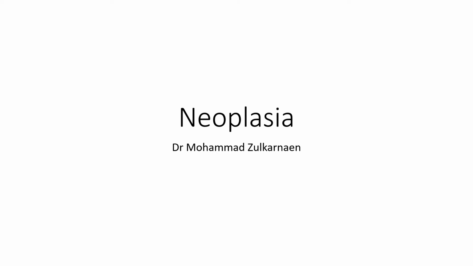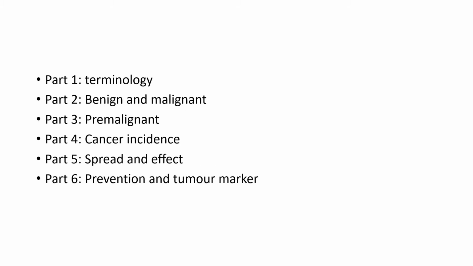In this lecture, we are going to look at neoplasia. This lecture and video is divided into 6 parts. In the first part, we are going to look into the terminology. The second part, we are going to look into benign and malignant neoplasia. In the third part, we're going to look at pre-malignant conditions. The fourth part, cancer incidence, spread and effect in the fifth part, and prevention and tumor markers in the last part.